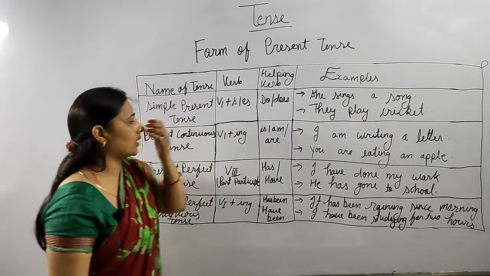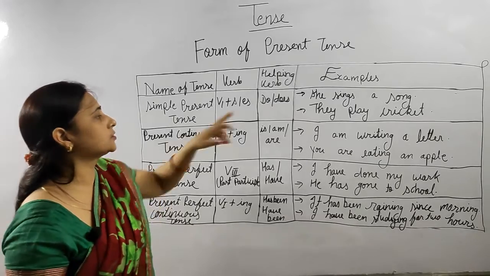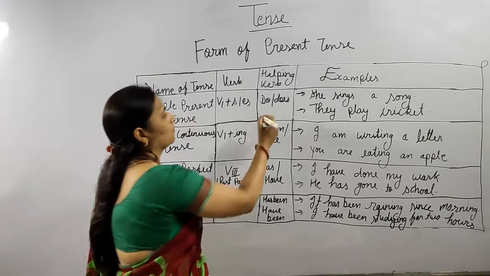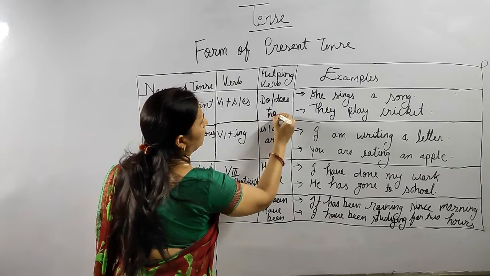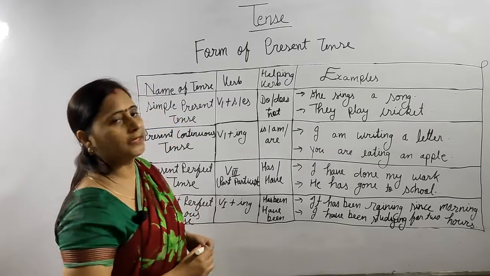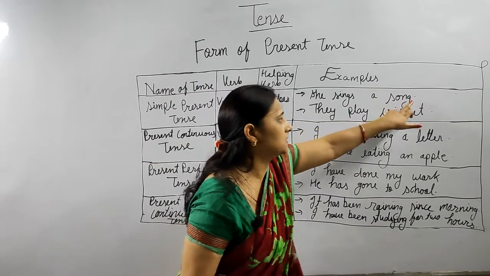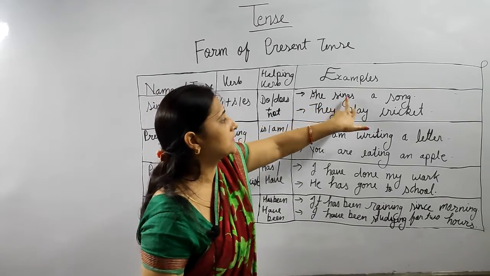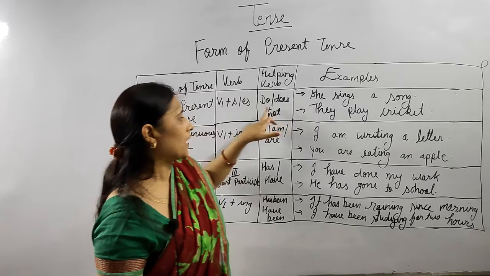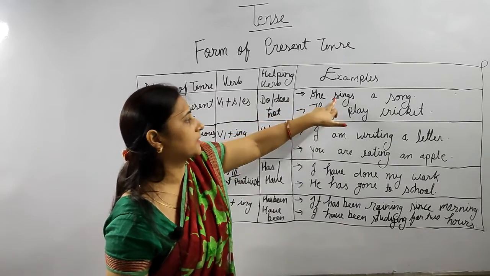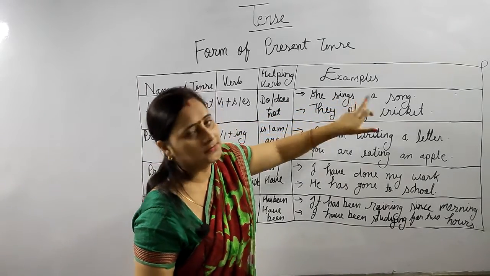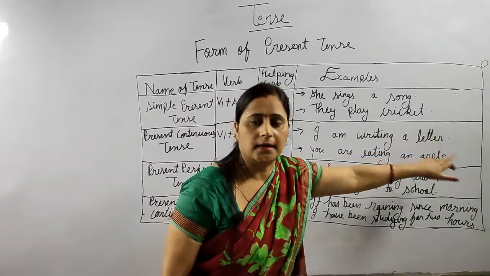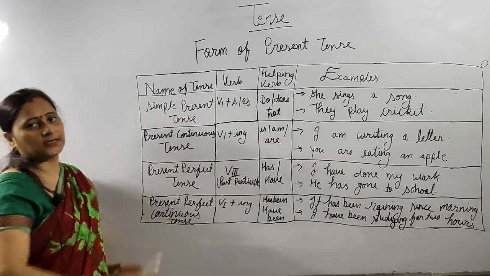In the negative, while changing it to the negative, we will use do not and does not. It means by making the negative, we will just put the not. Do not and does not. Suppose we change this sentence into negative, then: she does not sing a song. While changing to the negative, does not. With does not, we don't need to put this s. And the plural form: they do not play cricket. In that way, we can change it into negative.